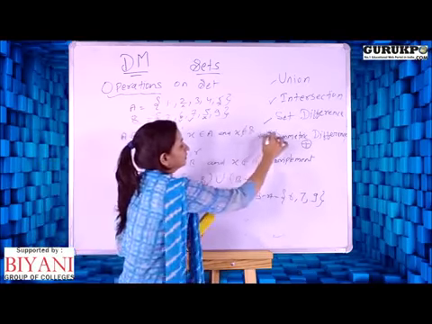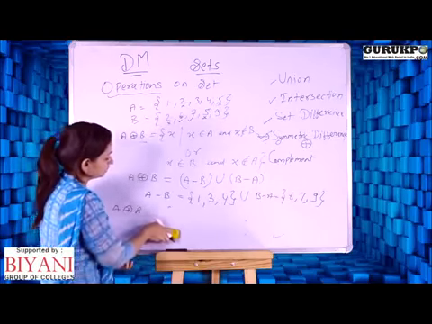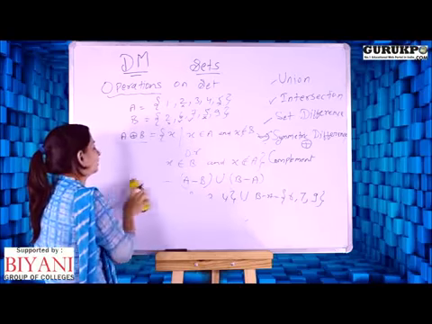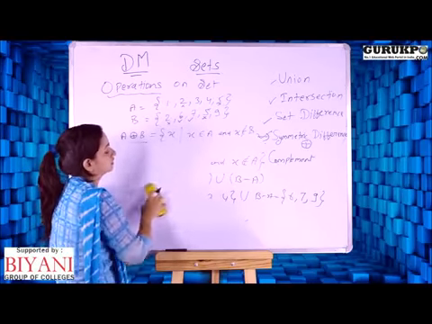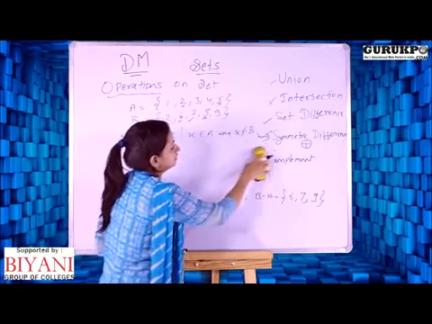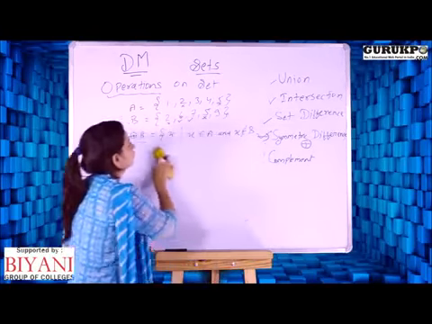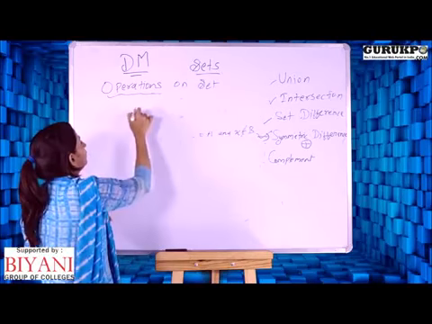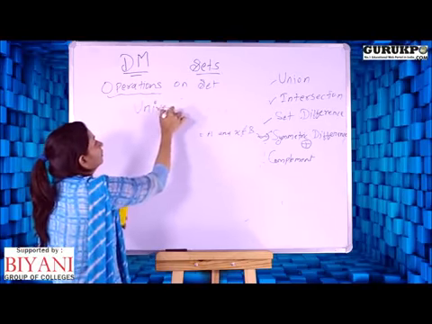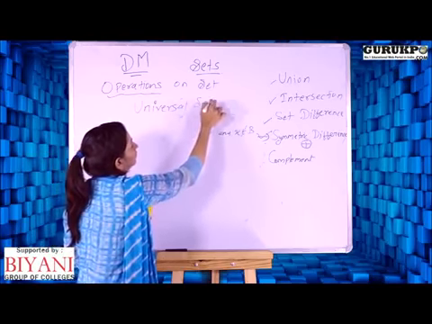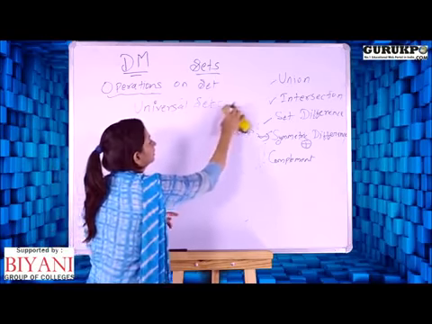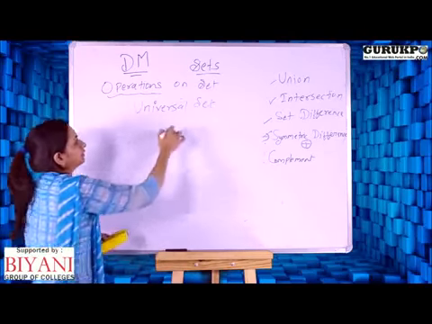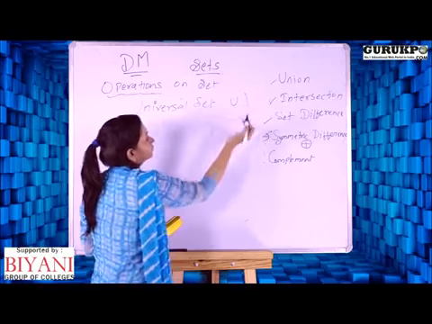And the last one is complement. Before discussing the complement of a set, you must know about the universal set. What is a universal set? You have already heard the name of universal set in our last lecture. So if I talk about the universal set, that is a set containing all the elements of two sets. For example, it is denoted by U.